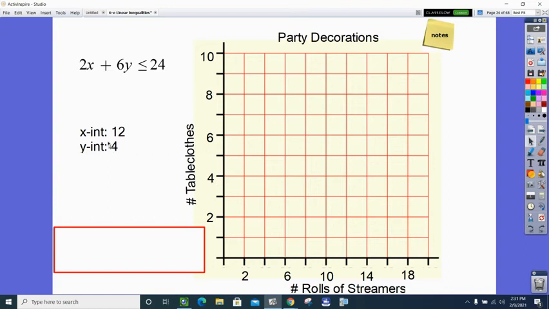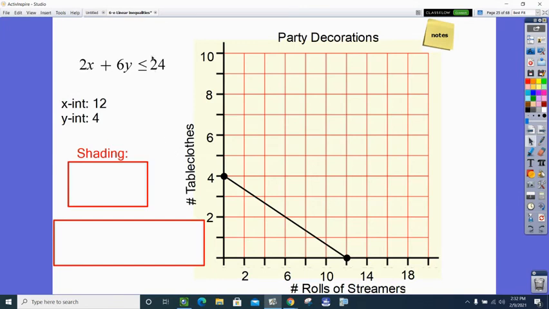Now I'm going to plot my intercepts and connect them. And notice it will be a solid segment in this case. It's not going to be a line because we're not going to talk about negative streamers and we're not going to talk about negative tablecloths. So I'm going to plot my points and connect it with a solid segment.